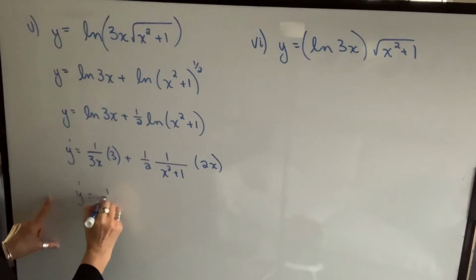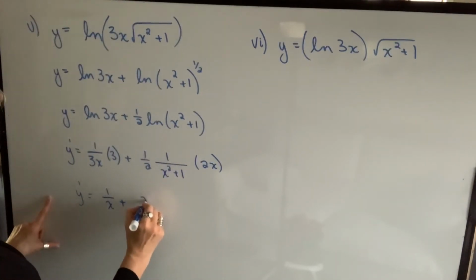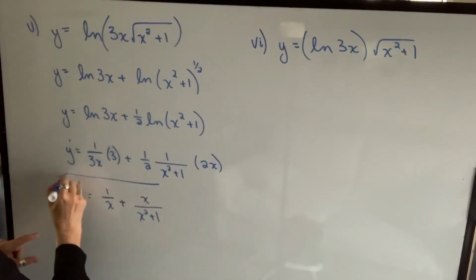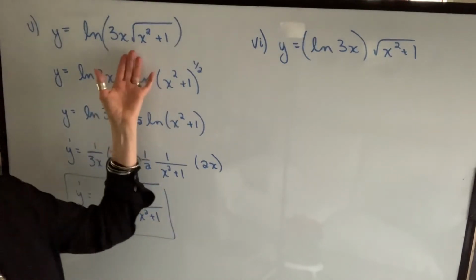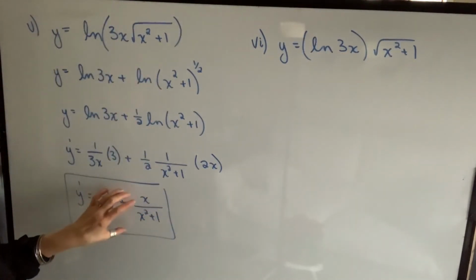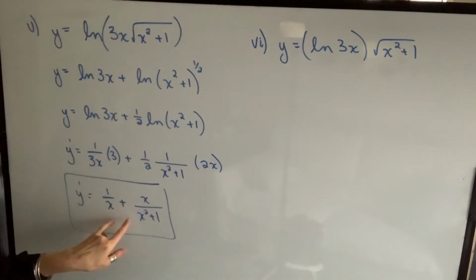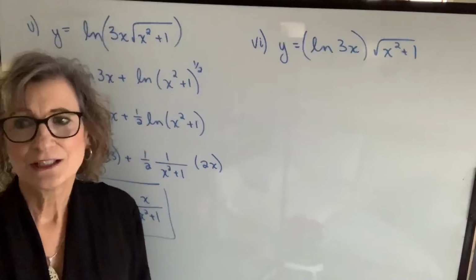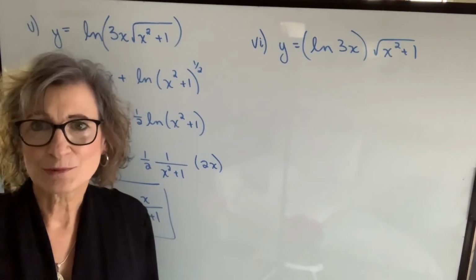When I clean this up, I'm going to have 1 over x plus the 2's will cancel, and I'll have x over x squared plus 1. If you had done this question leaving it as a product, your answer would have been expressed as just one fraction. So this would be the equivalent if I were to get a common denominator and combine those two fractions. So I recommend that you use your properties to make it simpler whenever possible.